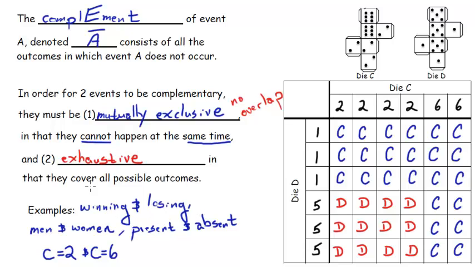So by cover all your options, think about if I had a standard die that was numbered 1 through 6. Well, here, if I had a regular die, rolling a 2 and a 6 would not be exhaustive because there's other options. Maybe I rolled a 3, maybe I rolled a 5. So by exhaustive here, we mean there's only 2 options and we've covered both of them. So if I know that I'm both mutually exclusive and exhaustive, then we know these are complementary.